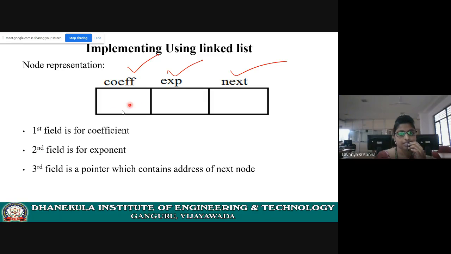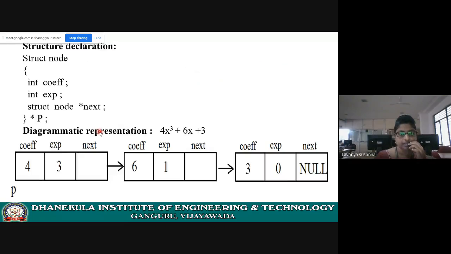See here, this is a coefficient. Next, this is the exponent. Next, this is a pointer which contains the address of the next node. Now let us see. If you want to represent this node in memory, how to represent it? First, you need to declare a structure, and then you need to use the malloc function to allocate memory.